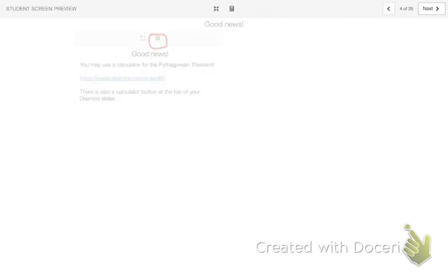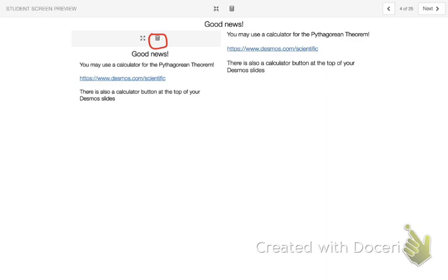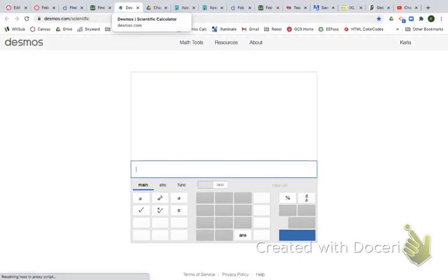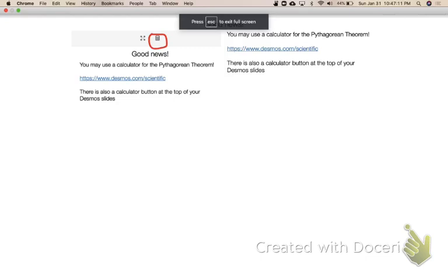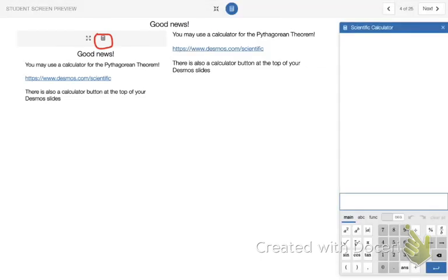Okay, so with Pythagorean theorem, you can use a calculator. You can either click this link, which will take you to another tab, or you can use the little button up above. I suggest you use this one because it's embedded, and then you won't have to go from tab to tab.